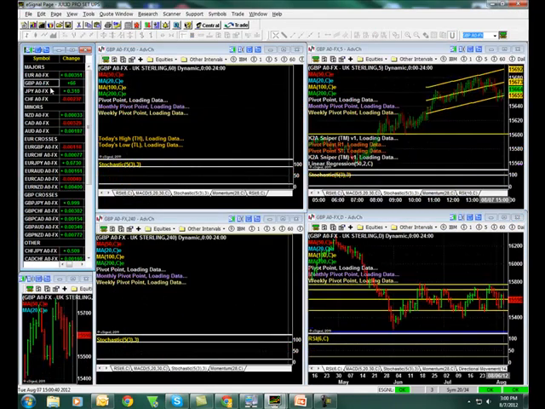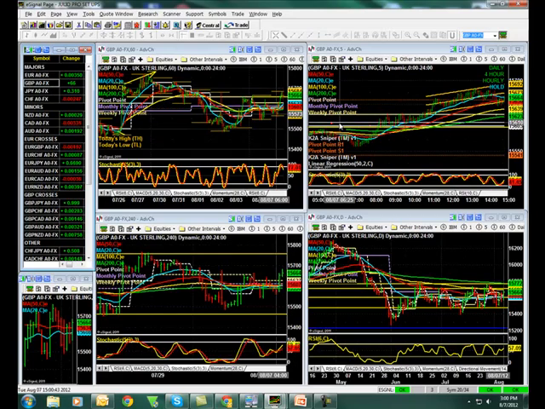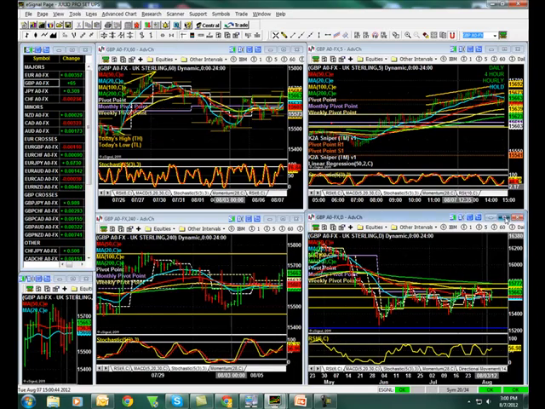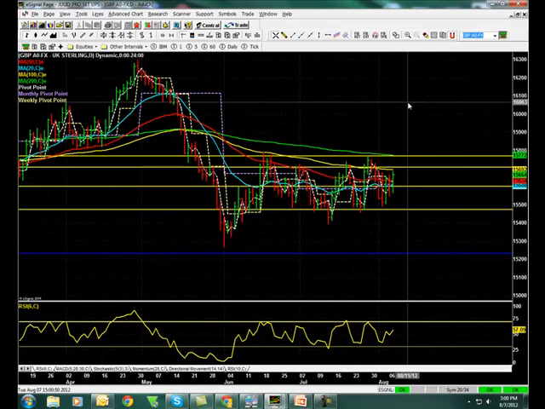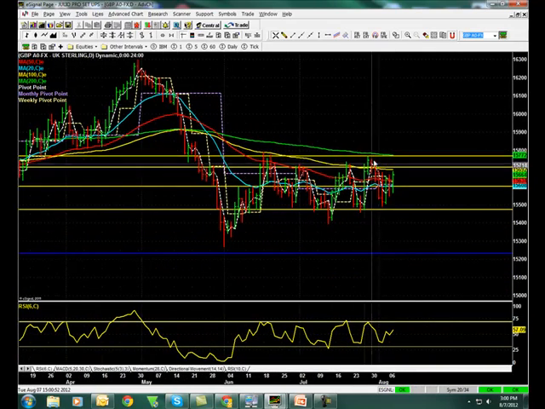Let's go to cable. Cable has been ranging for quite a while now. It's been ranging for a few months. There were some good opportunities up here, down to the downside, and it was giving a head and shoulders pattern as well on the 60-minute, which I'm going to show you guys in a minute.